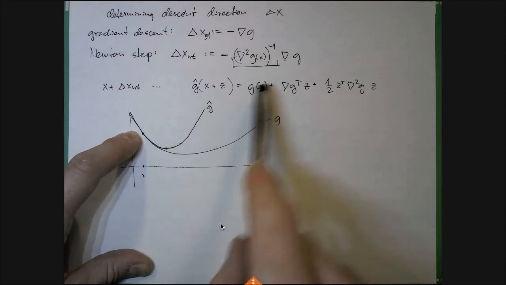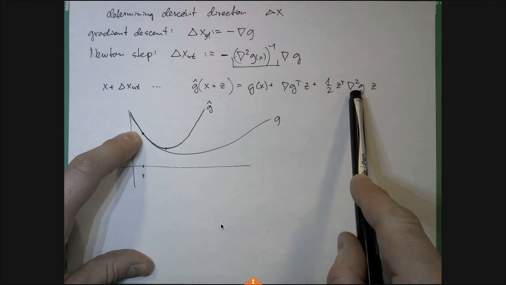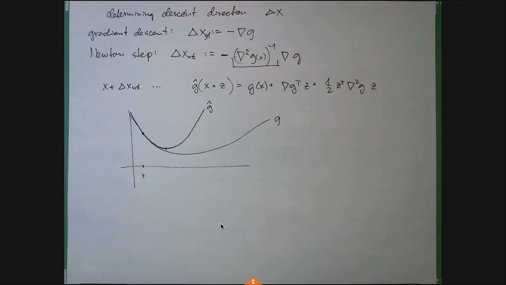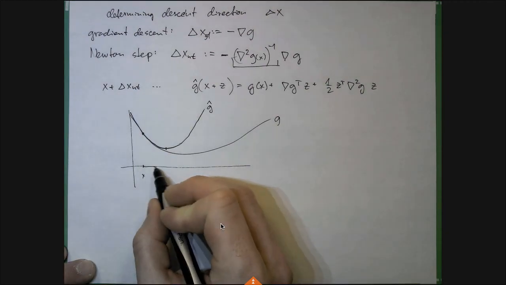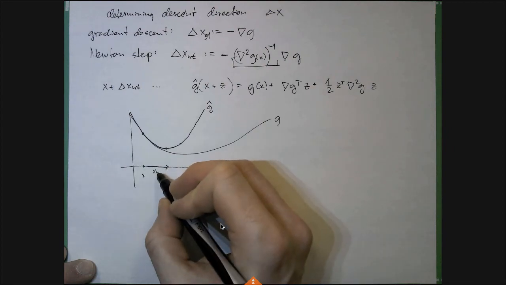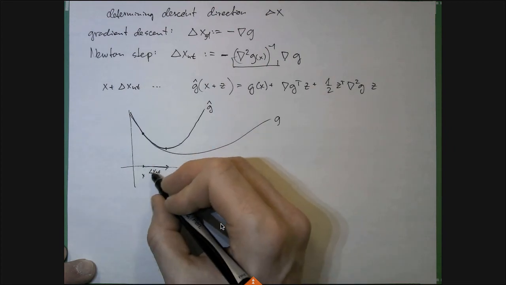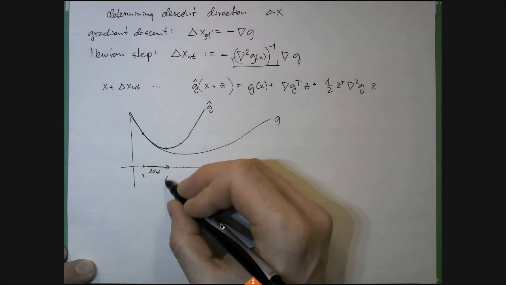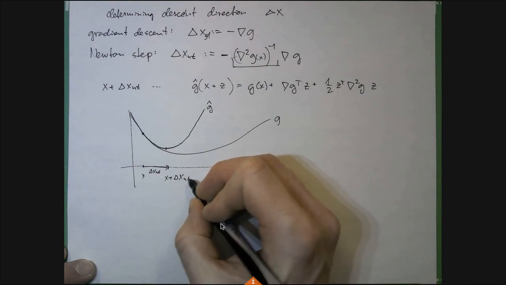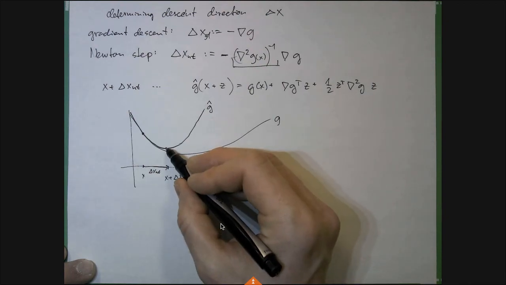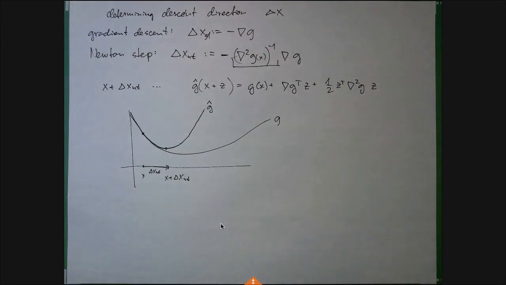You do the best fit optimal approximation. That's what the Hessian is needed for. You solve for the delta x and t. That would be the vector that gets you here, and x plus delta x and t is where you want to go to minimize this quadratic approximation. That's the idea of Newton's step, or the Newton descent direction.